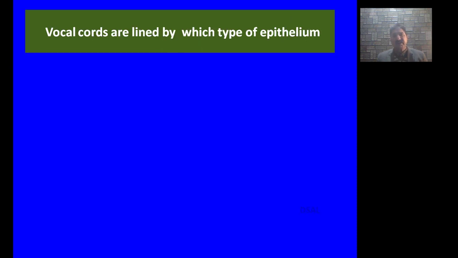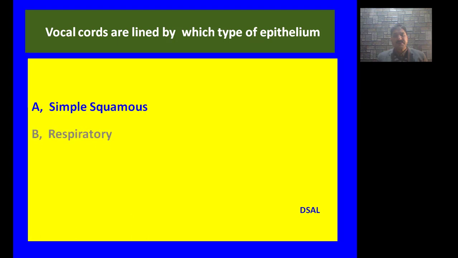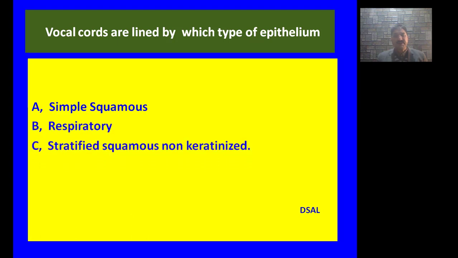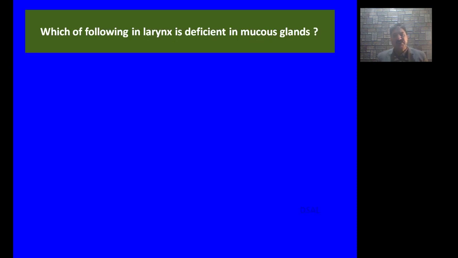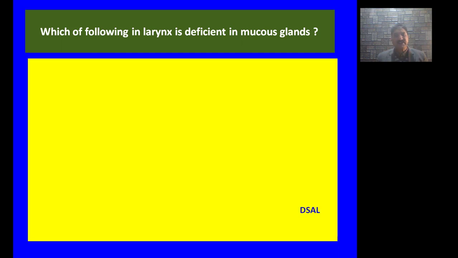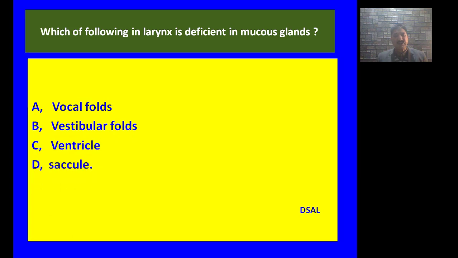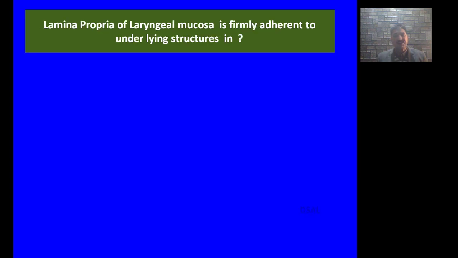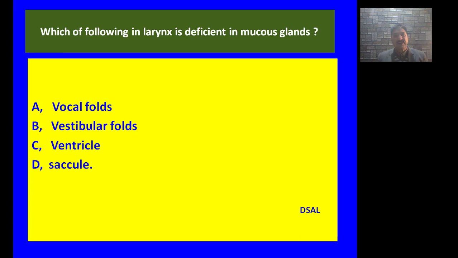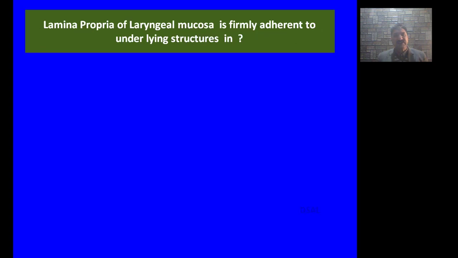Vocal cords are lined by which type of epithelium? Simple squamous, respiratory, stratified squamous non-keratinized, stratified squamous keratinized. C is the correct option. Which of the following in the larynx is deficient in mucous glands? Vocal folds, vestibular folds, ventricle, saccule. A is the correct option. Vocal folds are deficient in mucous glands.